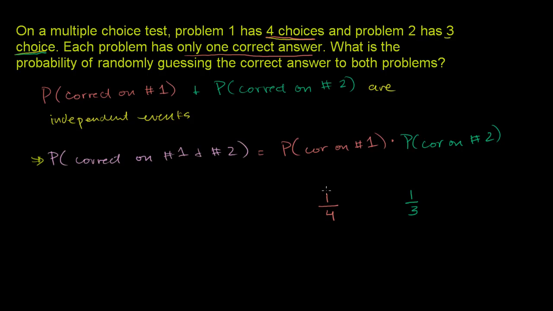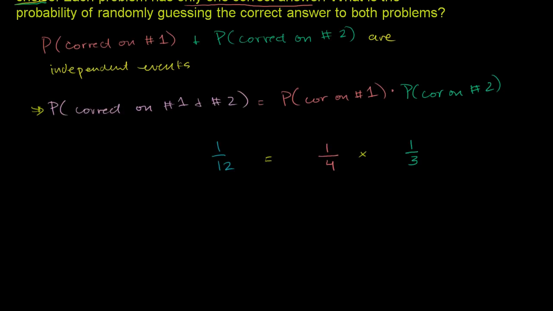Probability of guessing correct on number 1 is 1/4. The probability of doing it on both of them is going to be the product. So it's going to be equal to 1/4 times 1/3, which is 1/12. Now, to see visually why this makes sense, let's draw a little chart here.